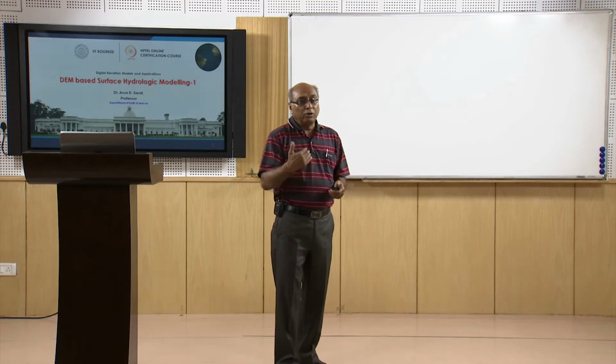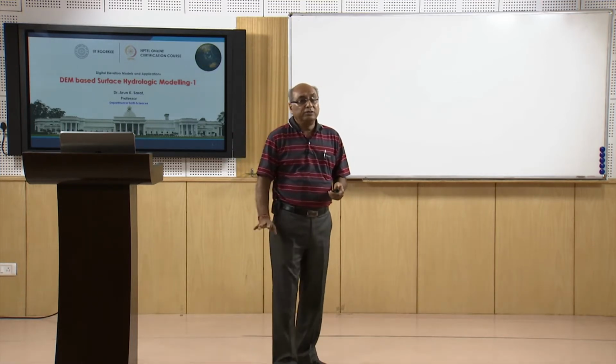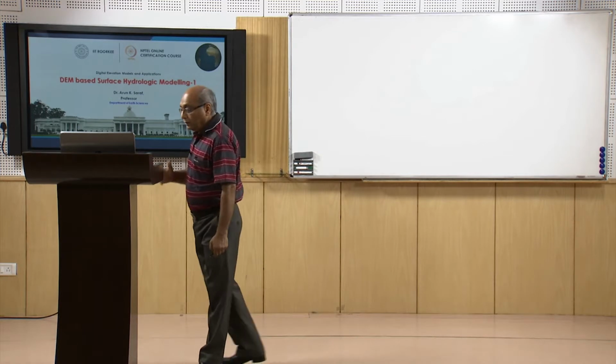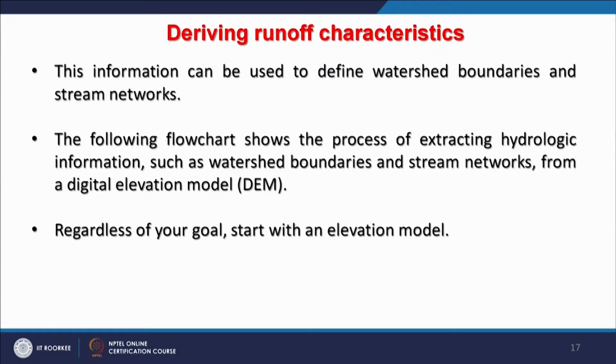So, both approaches are available, based on the depressionless or on the original DEM. The flow direction can be calculated, but for flow accumulation a depressionless DEM has to be there. That information can be used to define watershed boundaries and stream networks, that is, the flow accumulation information. The chart which I am going to show has this information: watershed boundary and stream networks from digital elevation models.